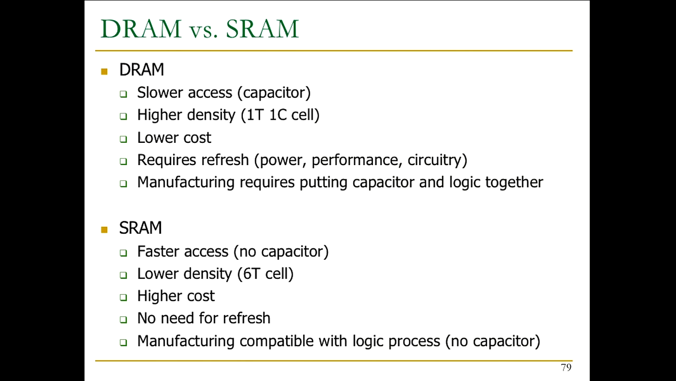Okay, so DRAM versus SRAM in one slide. DRAM has slower access because the capacitor is slow, actually. It has higher density and lower cost. It requires, unfortunately, refresh. And manufacturing requires putting the capacitor and logic together. And these are very different manufacturing processes.